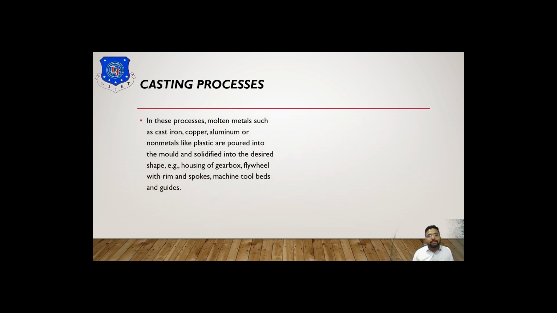First of all, we will discuss the casting process, which is one of the core processes. So what is casting? In this process, molten metals such as cast iron, copper, aluminium, or any type of metal are poured into pre-made molds of the shape we require, and allowed to solidify to get that shape. In automobiles, we have the gearbox housing, flywheel with rim, and sprocket. All these components are cast.